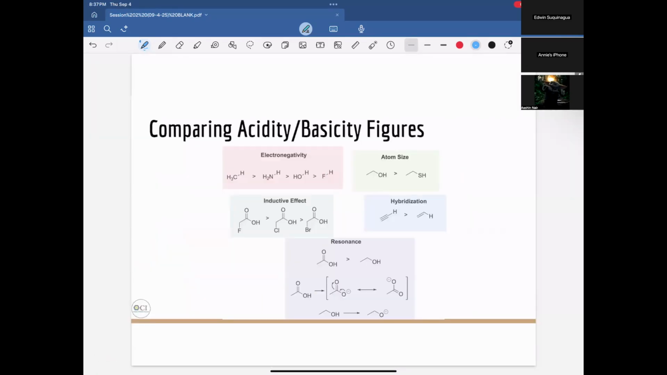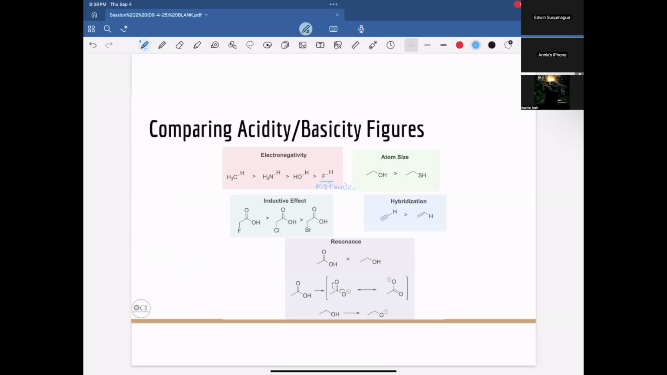Yeah, so here are some figures that just kind of help you look at what's going to be more acidic or less acidic. So if we look at the electronegativity of the atoms that our protons are connected to, we can see that the more electronegative that atom is, the more acidic our protons are going to be. So here, fluorine is the most acidic. Right? Because if we're removing that proton, we're left with a negative charge on that fluorine. Fluorine loves a negative charge.